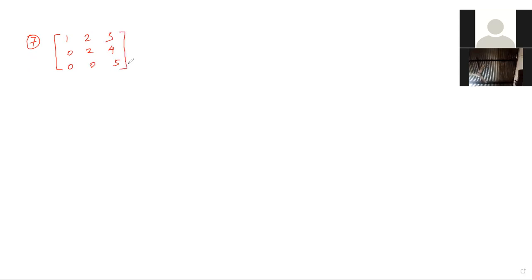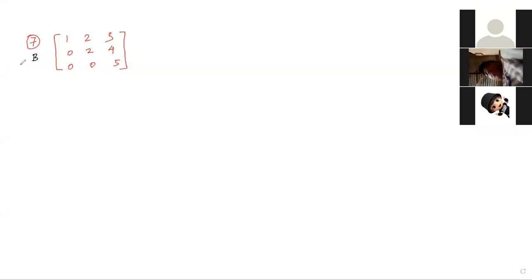0 0 5 5. All right, this is your matrix. You have to find the inverse of this. Okay, you call this as A or B, whatever it is, you can call any name. Okay, we'll call this A.